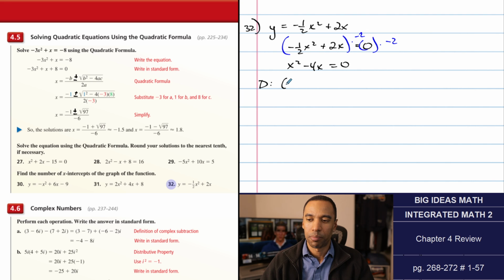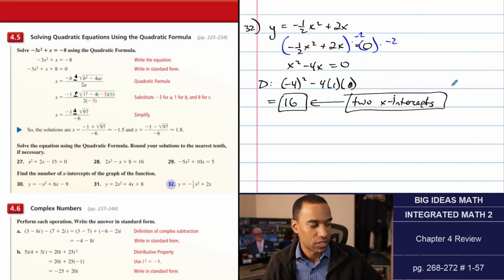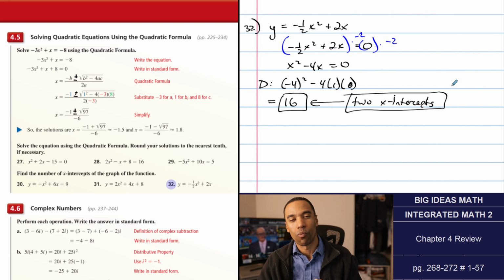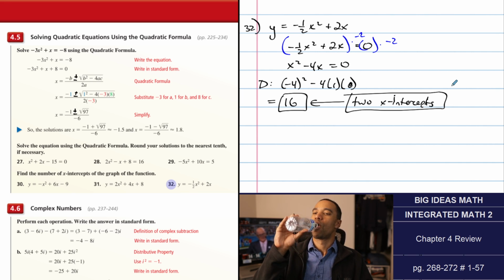My discriminant will be b squared minus 4ac. C is 0, which won't matter anyway. That's 16. So 16 is that number. That means 2 x-intercepts because it's positive. You get a positive discriminant, you get 2 real solutions, or 2 x-intercepts. You get a 0 discriminant, you get one real solution, 1 x-intercept. Negative discriminant, 0 real solutions, 0 x-intercepts.